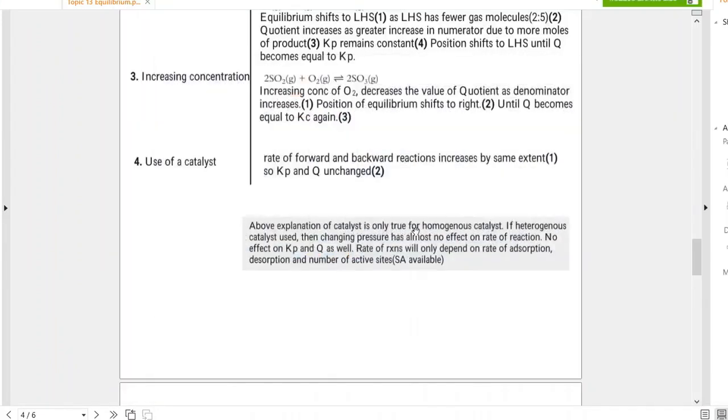The above explanation of catalyst is only true for a homogeneous catalyst. If a heterogeneous catalyst is used, then changing pressure has almost no effect on rate of reaction, because we did in topic 11 kinetics that rate of reaction for a heterogeneous catalyst will only depend on rate of adsorption, desorption, and number of active sites available. So changing pressure has no effect, but changing concentration does have an effect on homogeneous catalyst as well as heterogeneous catalyst, because more heterogeneous catalyst means more active sites. But pressure is not having an effect on heterogeneous catalyst. What is the main point of this paragraph? Pressure does not have any effect on heterogeneous catalyst.